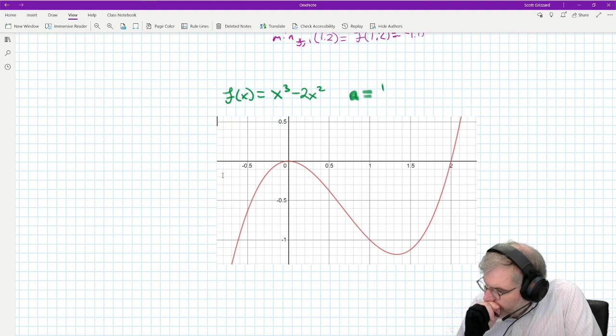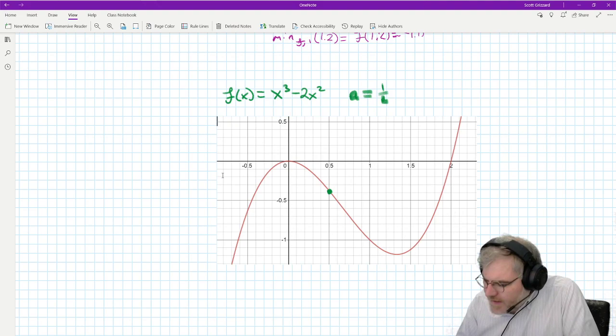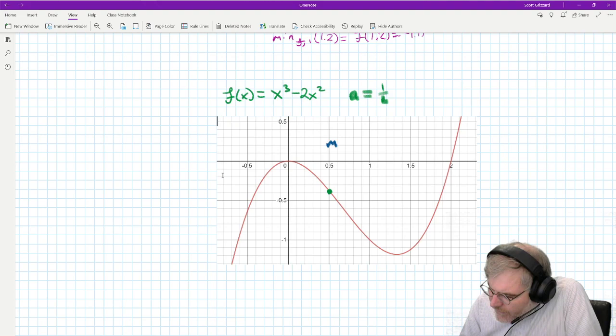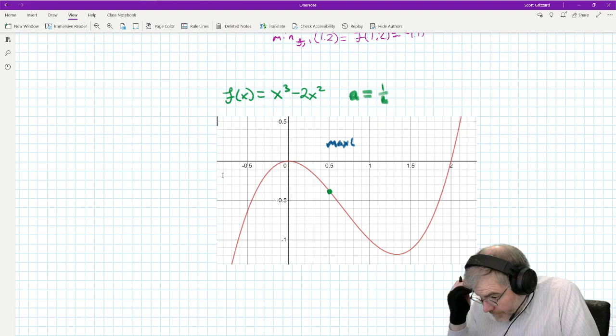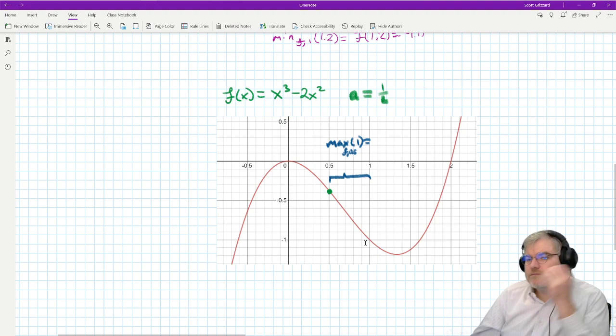All right. Now, same question as before. What is max f 0.5 of 1? So what is the maximum value of this interval? Is it down here? No. Right? It's not down there. It's here.